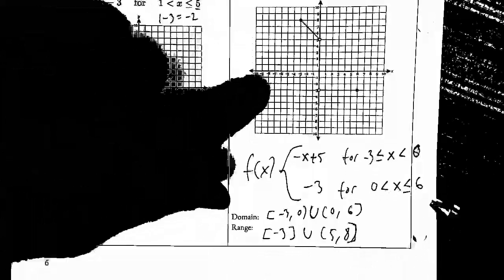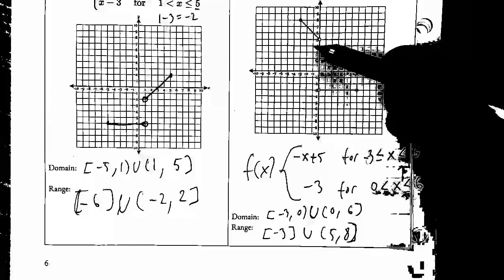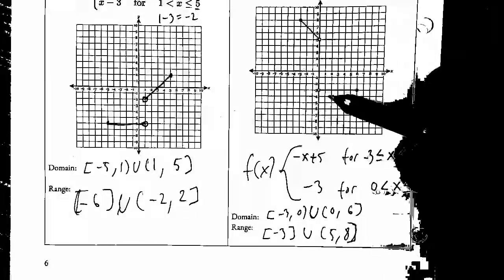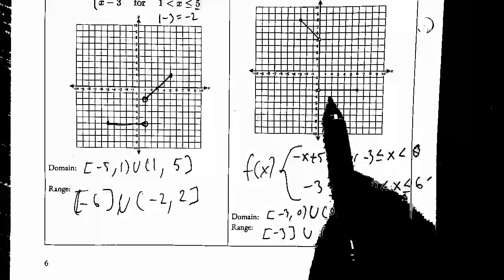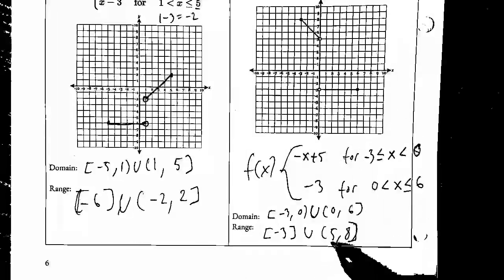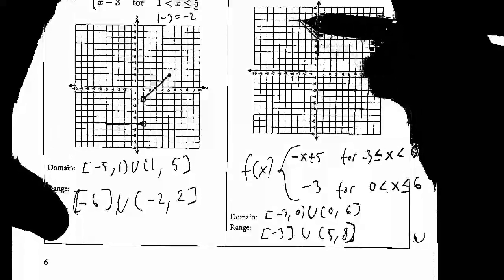The domain, we go from negative 3 to 0. We take a break at 0 because it's an empty hole here, and then we pick up at 0 and we go to 6. For range, we have negative 3 down here, and then we have from 5 to 8. 5 being open, 8 being closed.